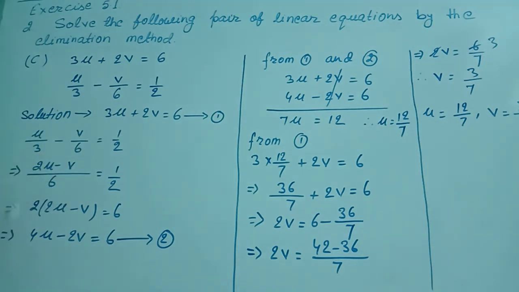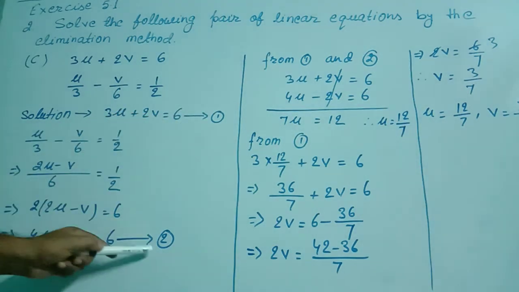LCM is 6. 3 2s are 6, so 2 into u, 2u, minus, 6 1s are 6, 1 into v, equal to 1 by 2. By cross multiplication, this will be multiplied by 2, 2 into 2u minus v equal to 6, 2 2s are 4u minus 2v equal to 6. This is equation number 2.